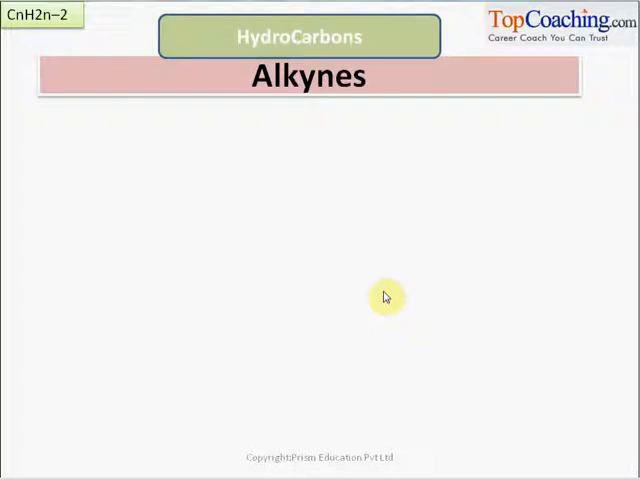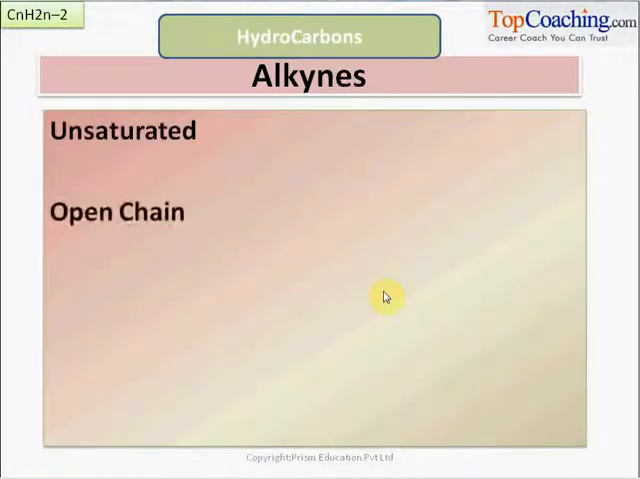So today in this class we will be talking about alkynes, the unsaturated hydrocarbons which are open chain and have a triple carbon-carbon bond, right? So friends, in alkanes we had single bonds, right? And the general formula for alkanes was CnH2n+2, right?